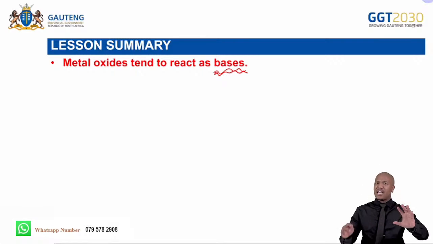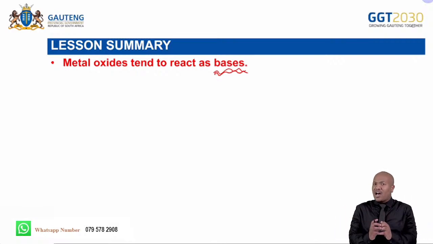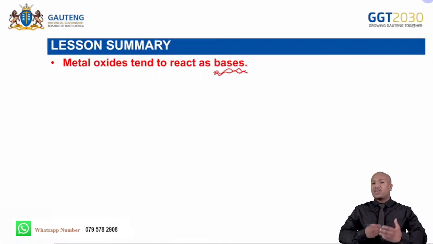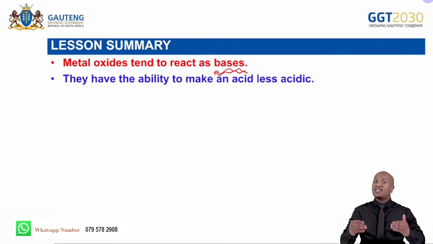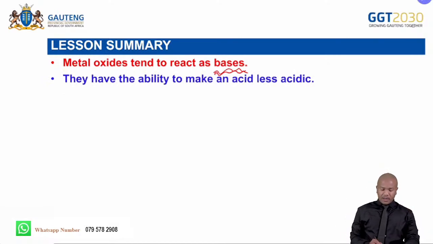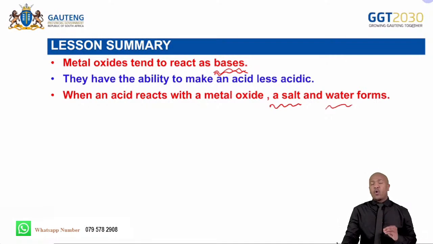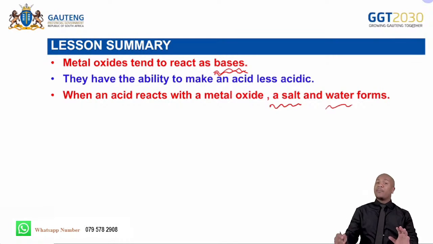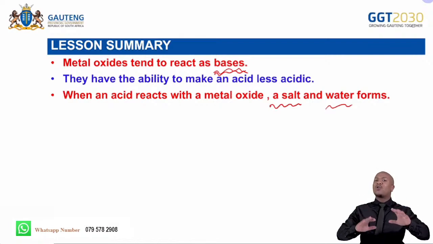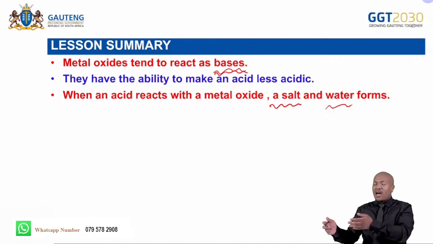So if you remember acids and bases, we said they neutralize each other. They counteract each other. So meaning when metal oxides react as bases with acids, they tend to make the acid less acidic, right? And we talked about the fact that when an acid reacts with a metal oxide, the products that are formed is a salt and water. On that issue, we highlighted that the salt that is formed depends on the acid and the metal oxide in the reaction.